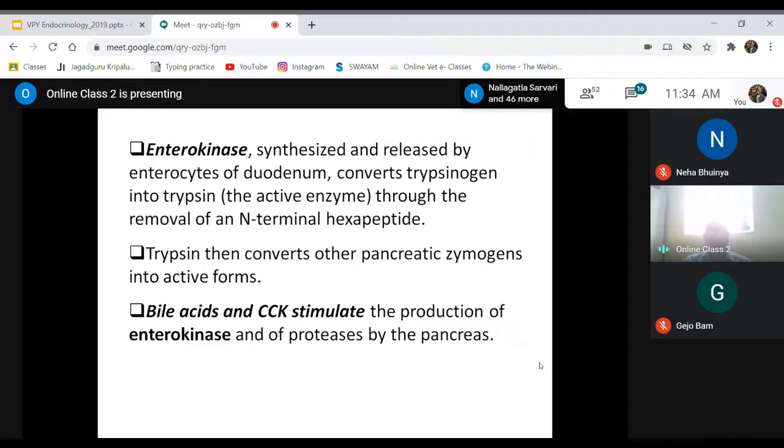And enterokinase secreted by the intestinal epithelium will be responsible for stimulation, or activation, of the trypsinogen into trypsin, and trypsin in turn will activate other pancreatic zymogens or pancreatic proteolytic enzymes. Bile acid and cholecystokinin stimulate the production of enterokinase and proteases by the pancreas. So these two are also necessary, that means for stimulation of the secretion of the pancreatic proteolytic enzymes, as well as activation of the pancreatic proteolytic enzymes by the enterokinase.